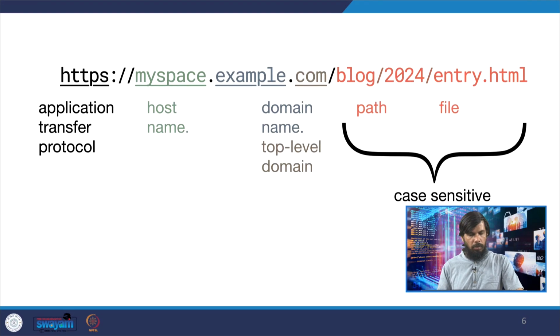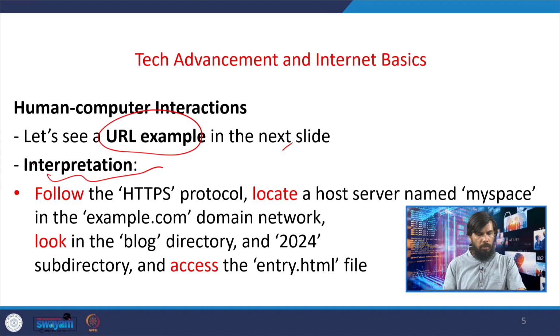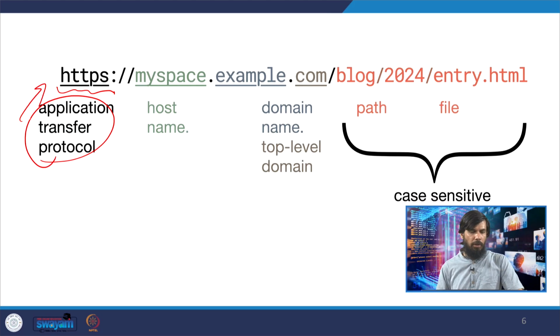So, here is an example of a URL. You can see it starts with the protocol. Remember, we said first protocol. There the protocol is HTTPS. So, this is the application transfer protocol, right, the secure version of HTTP. This is the protocol, followed by a colon and 2 slashes, right. These are acting more like a delimiter here. So, essentially the protocol is specified first.